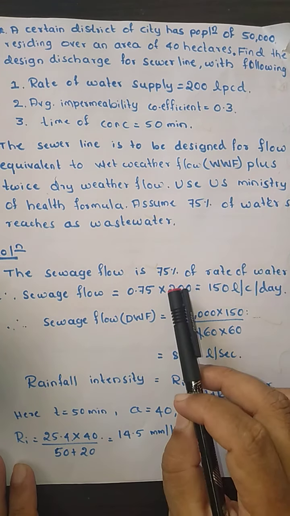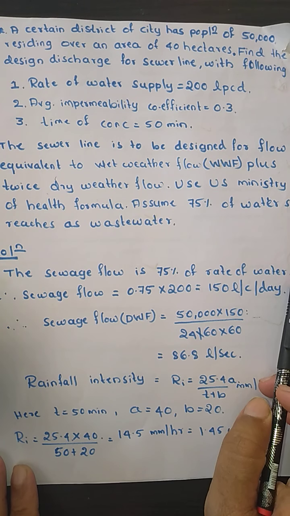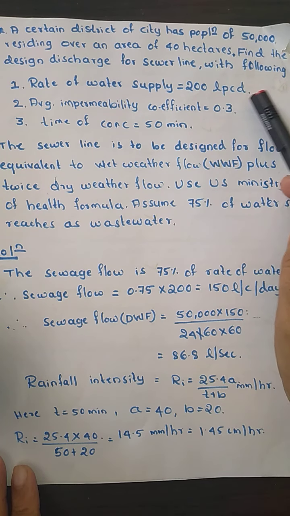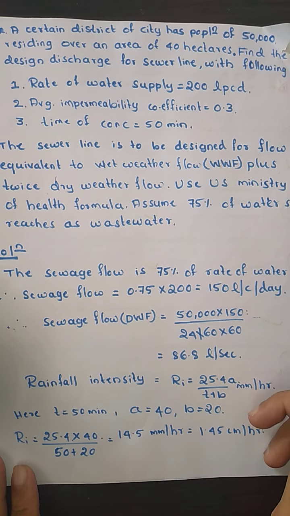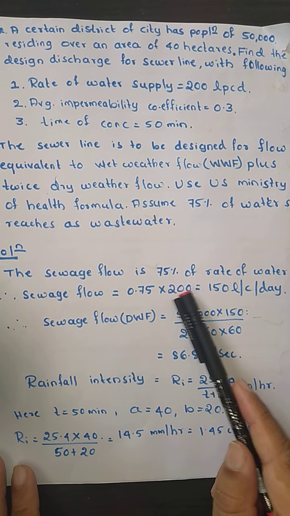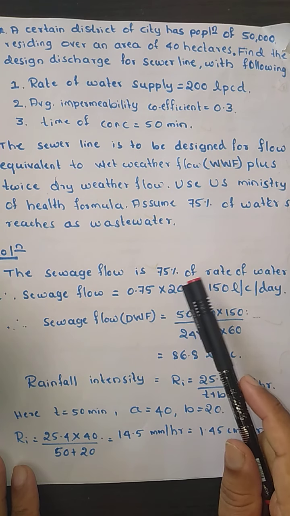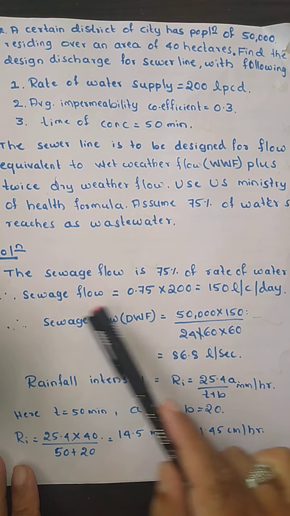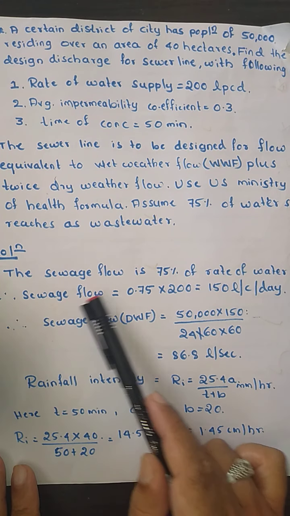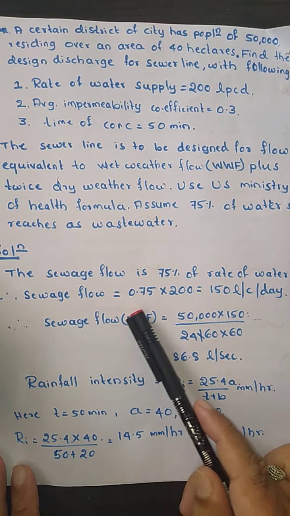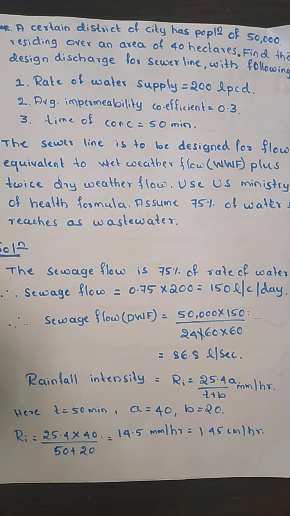The sewage flow is 75% of the rate of water supply. What is the rate of water supply? 200 LPCD. For one person we are going to give around 200 LPCD of water. Now in that 200 LPCD, 75% will reach the sewer. So the wastewater flow is 0.75 into 200, that is nothing but 75% of the 200. So each person will generate around 150 liters per capita per day of waste.